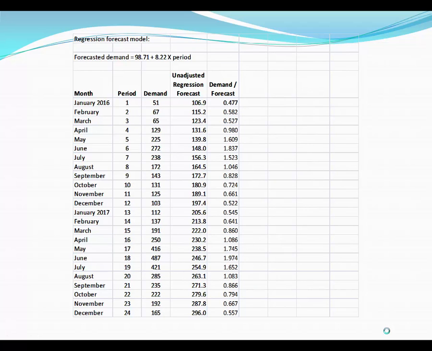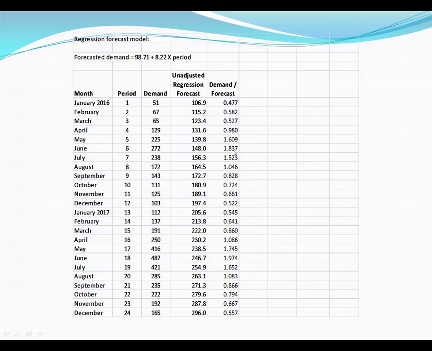Continuing on, we can calculate the demand over forecast ratio for the remainder of the 24 periods we have here. And you see, like we said before, in January we badly over forecast. Our demand was a relatively small percentage of the forecast, but in June we badly under forecast. Actual demand was 83.7% above what the forecast was. Or another way to look at it, the demand was 183.7% of the forecast.